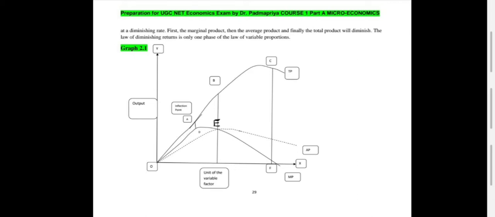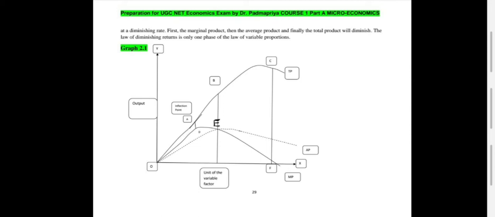Now let us try to understand graph 2.1. We have taken units of the variable factor along the x-axis and output along the y-axis. We can see the TP curve, which goes up and then comes down. We have the average product curve or AP curve also going up and then coming down. We have the marginal product curve, which goes up and comes down.